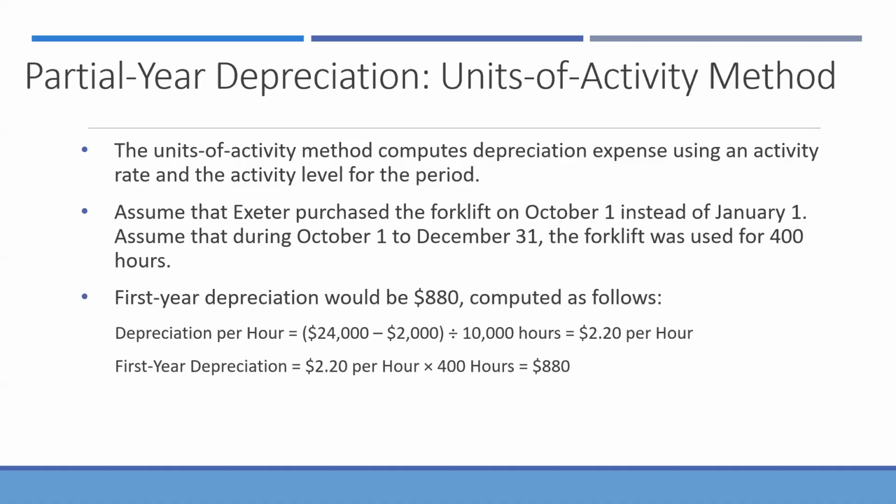Assume that the forklift was used for 400 hours and it was placed into service October 1st. For the units of activity method, we don't really care what day it was placed into service. We just care how much time it was used or how many miles it was driven. In this case, our hourly rate is $2.20 an hour times 400. We get $880 as our depreciation expense.